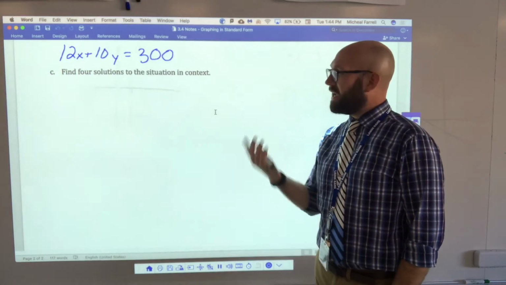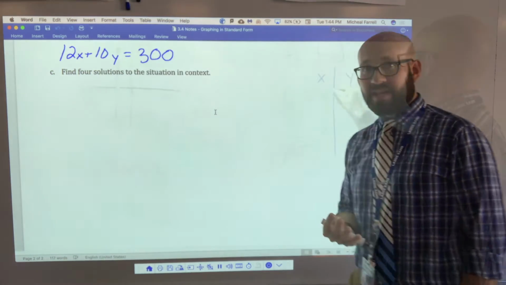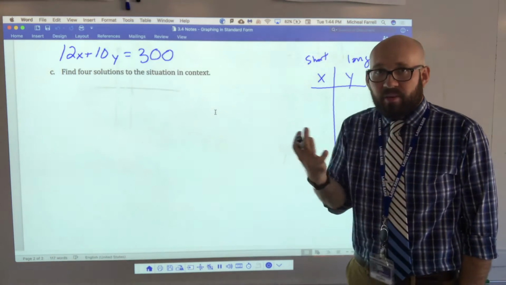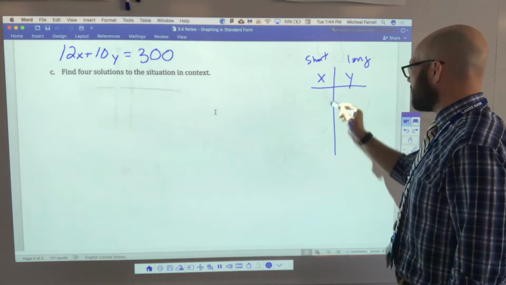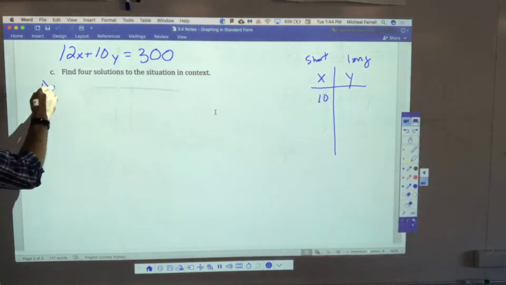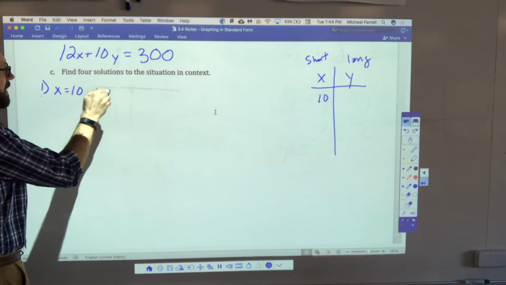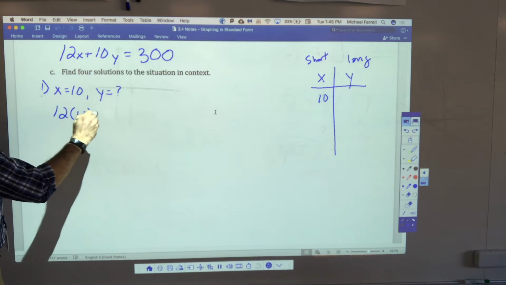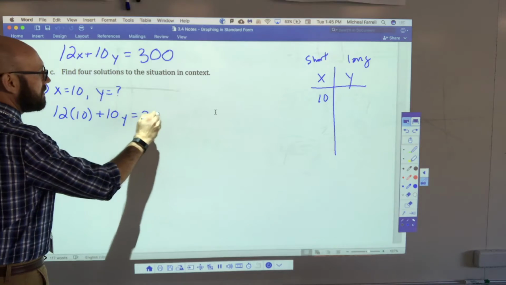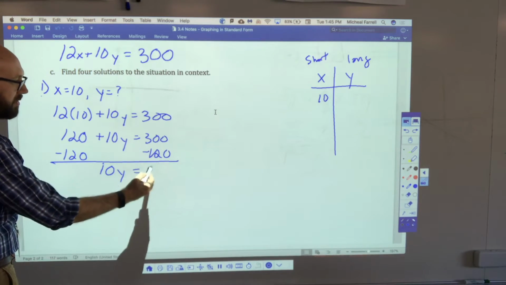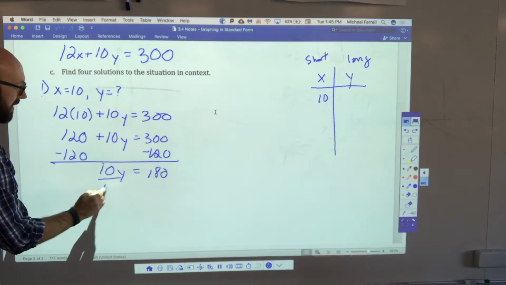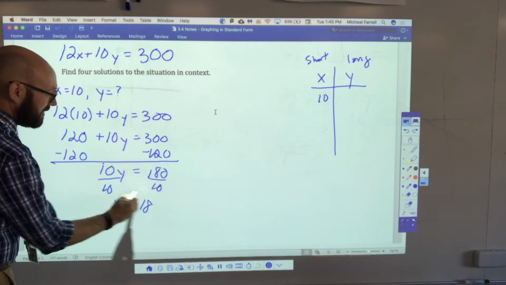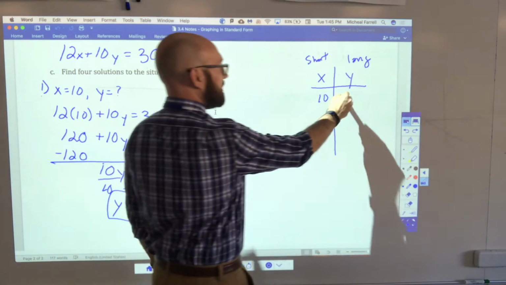All right, last thing we're going to do is find some solutions to the equation in context. Where x is the short sleeve shirts, y is the long sleeve shirts. And I can just come up with any values I want. 10 is a pretty good number, so let's try 10. Where x equals 10, y equals, I don't know what. We'll find out. So I'm going to take my equation. I'm going to plug in 10 for x. 120 plus 10y equals 300. 10y equals 300 minus 120. You get 180. Divide by 10 on both sides. I have y equals 18.